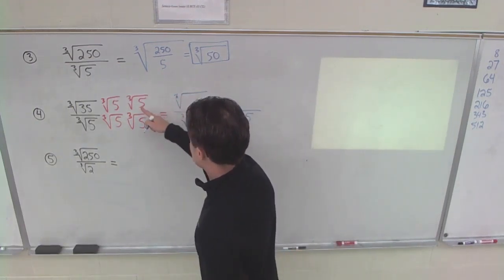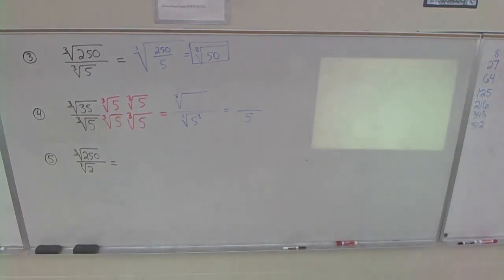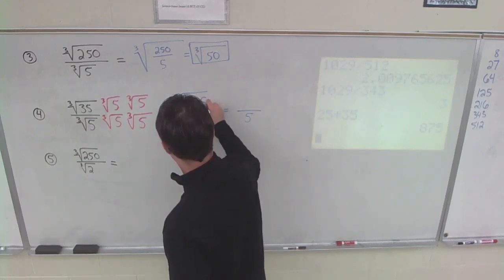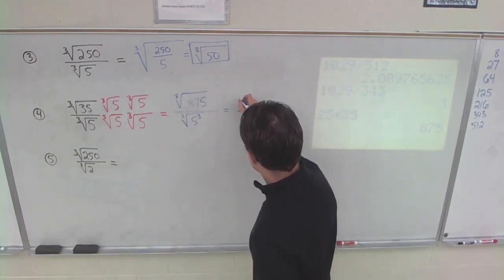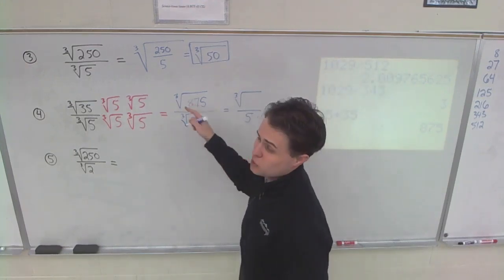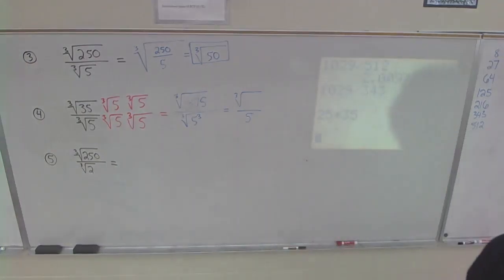I think we have the cube root of 25 times 35. I'm just going to use my calculator. What is that? 875. And then I want to play that same game that we've been playing. Which one of these cubic numbers do you guys think goes into 875? Because I think one of them does. Maybe? Okay, we can try it. No. Probably 125. Yeah.